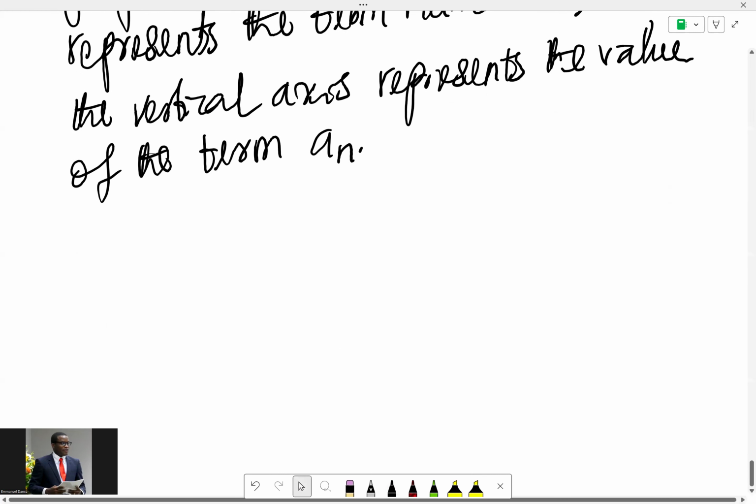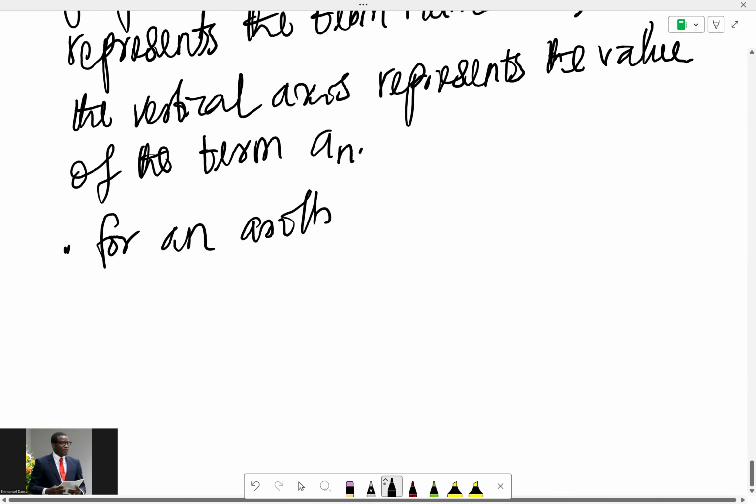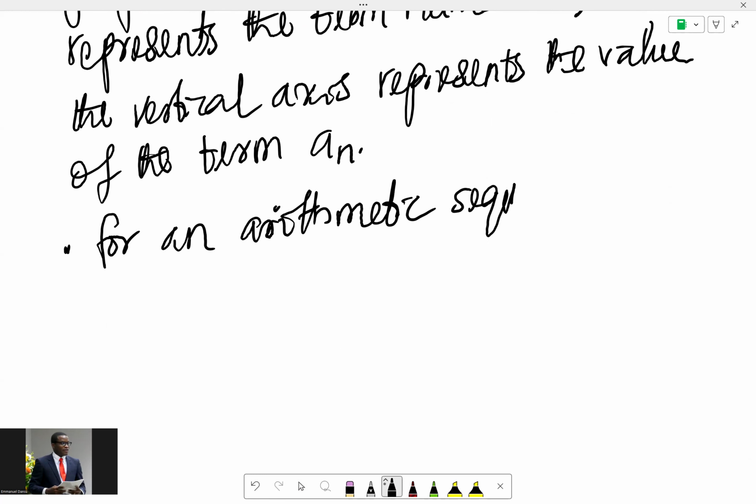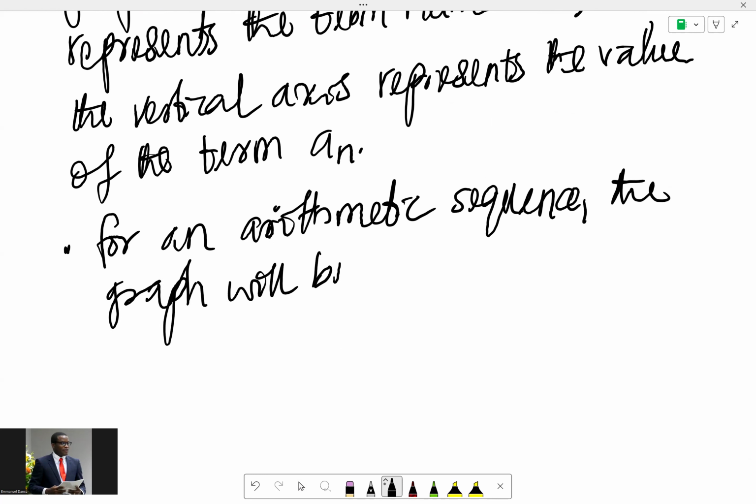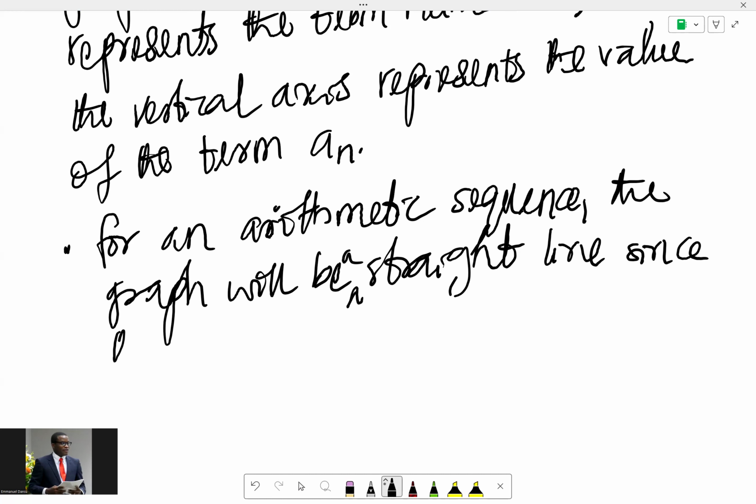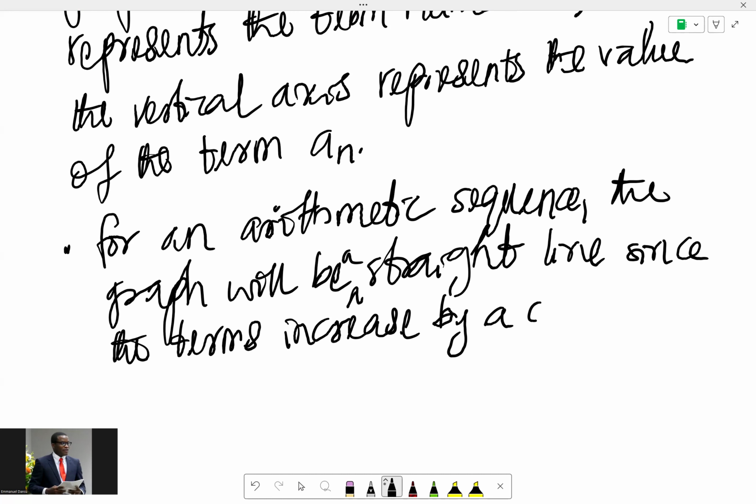All right. So we see that for an arithmetic sequence, the graph will be a straight line, since the terms increase by a constant value.